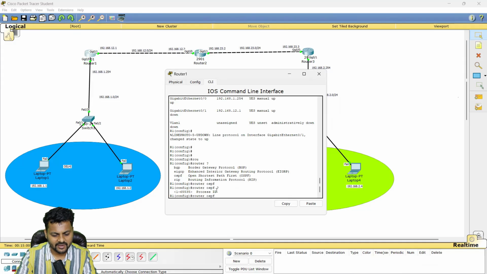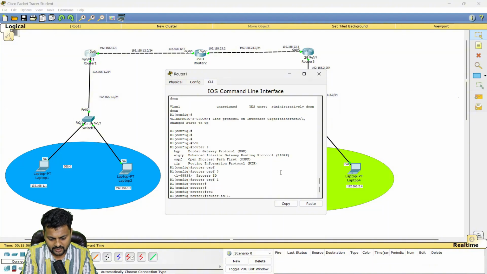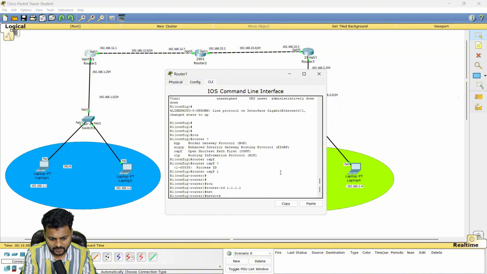But right now, it's running in a single company network. That's why I'm going to configure one process ID. And I'm going to configure the router ID as 101, right? Network will be 192.162.0, right? Now, most people have a confusion about this part.